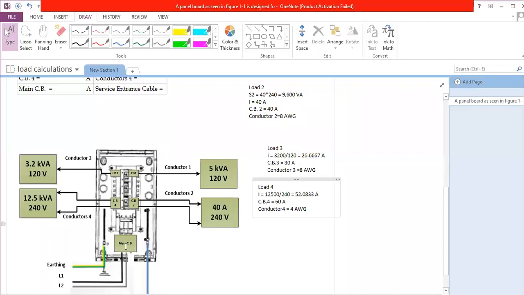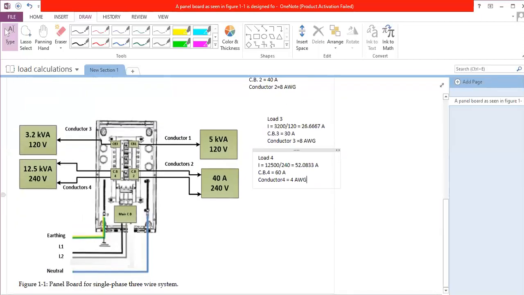Now we have to go to the main circuit breaker. So what will be the main circuit breaker? For the main circuit breaker, I'm going to put it like this. Now we have a different methodology for calculating the main circuit breaker size.